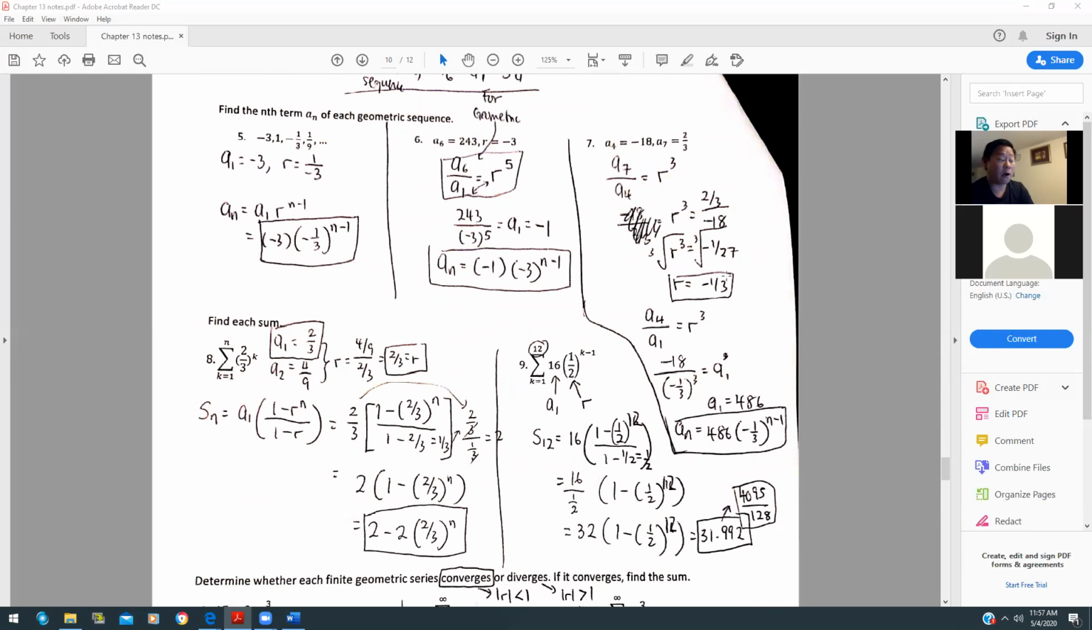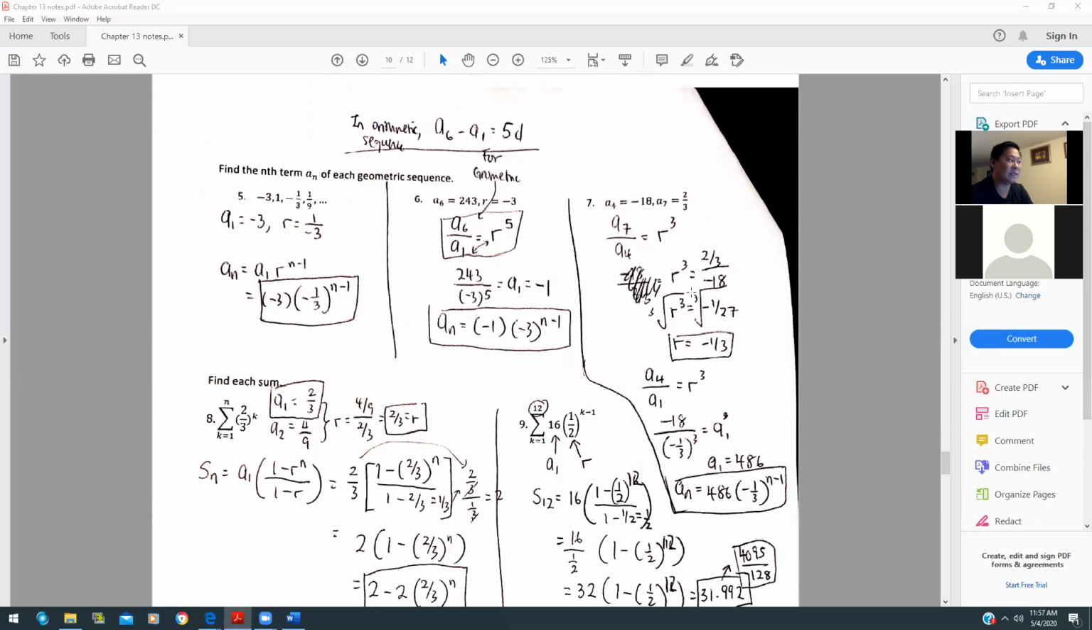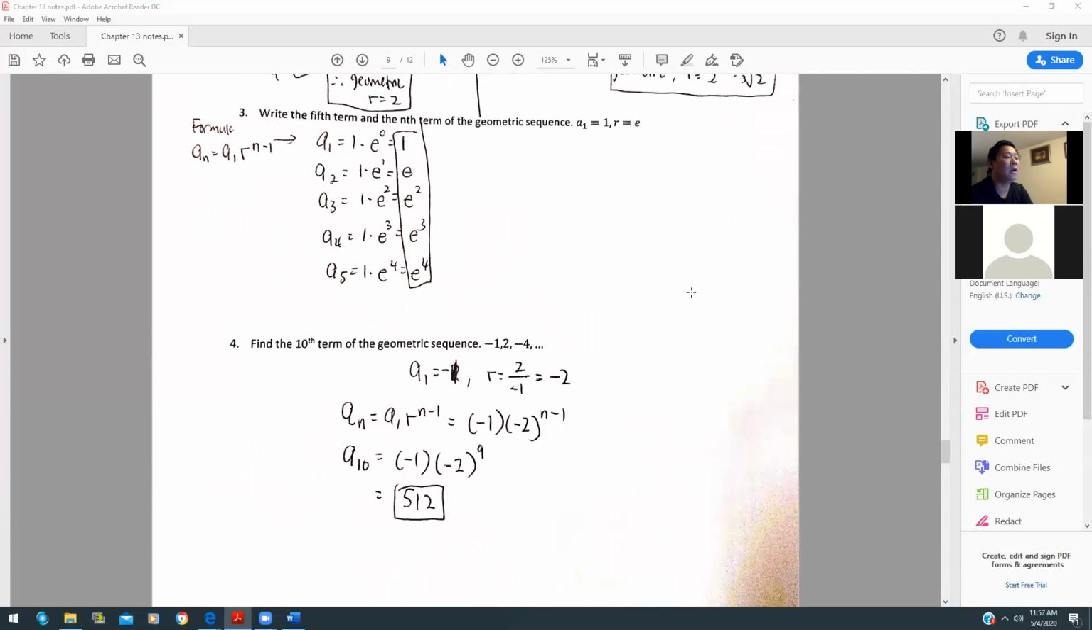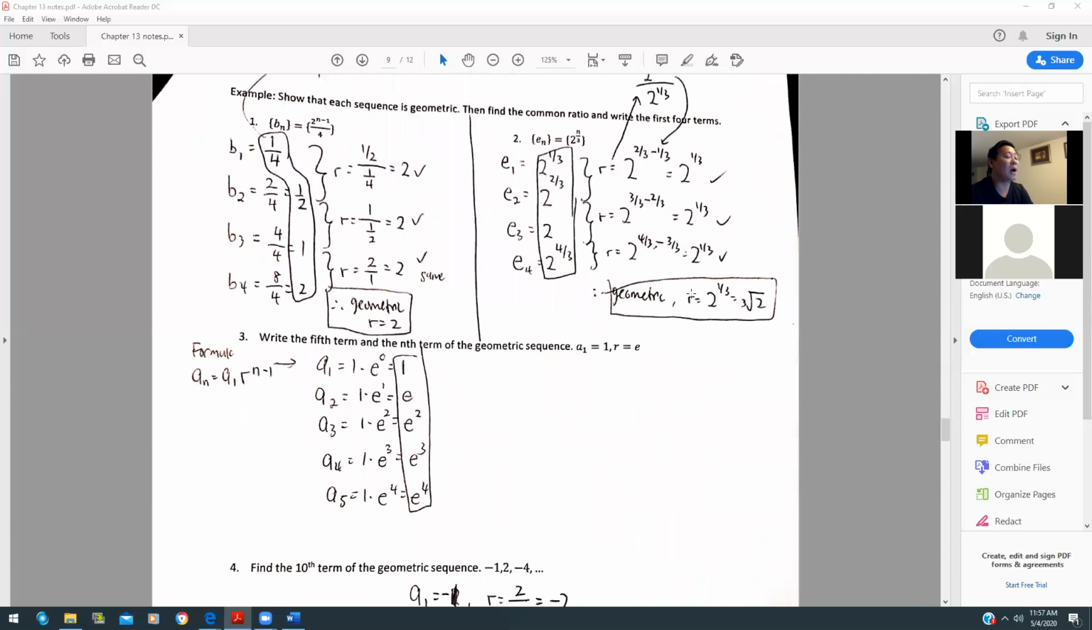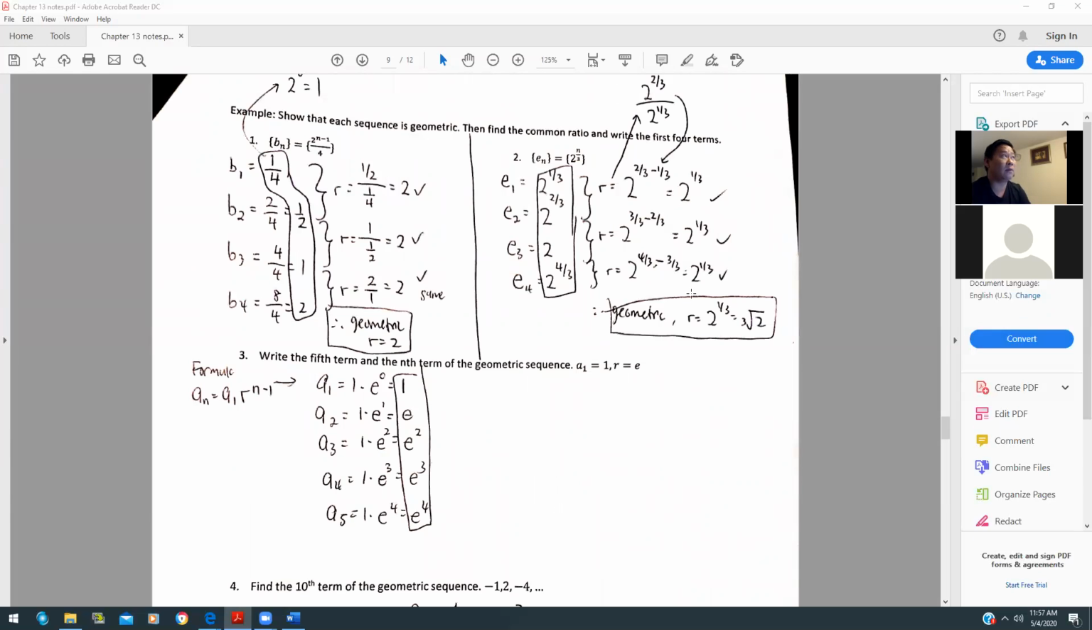Your test is tomorrow. You will have the last test tomorrow, which consists of chapters 11 and 13. 11 is conic sections, and then 13 is the series and sequences that we talked about here. So these are the two. You will have a test tomorrow, and again, it's due the next day.